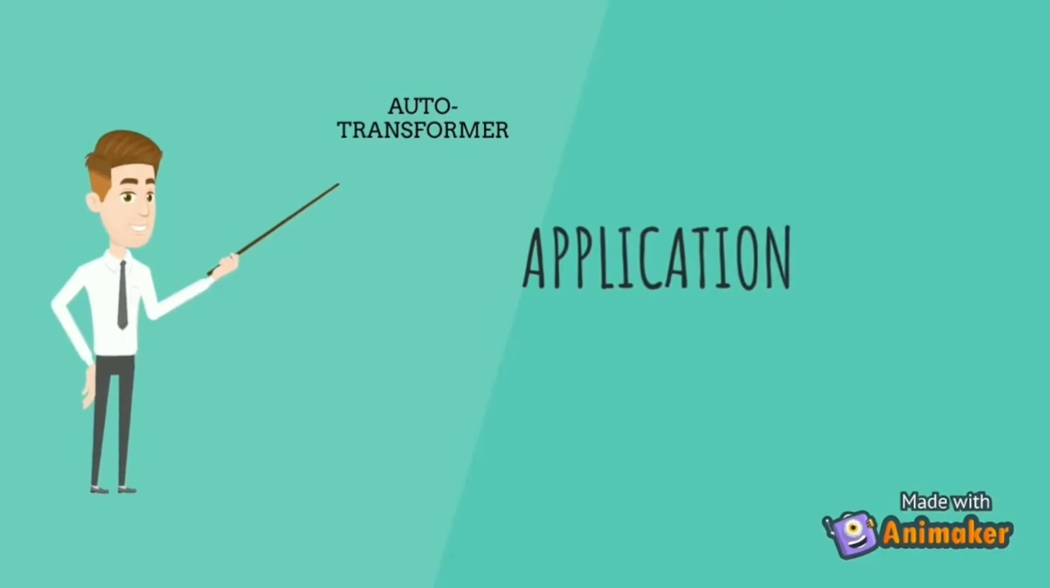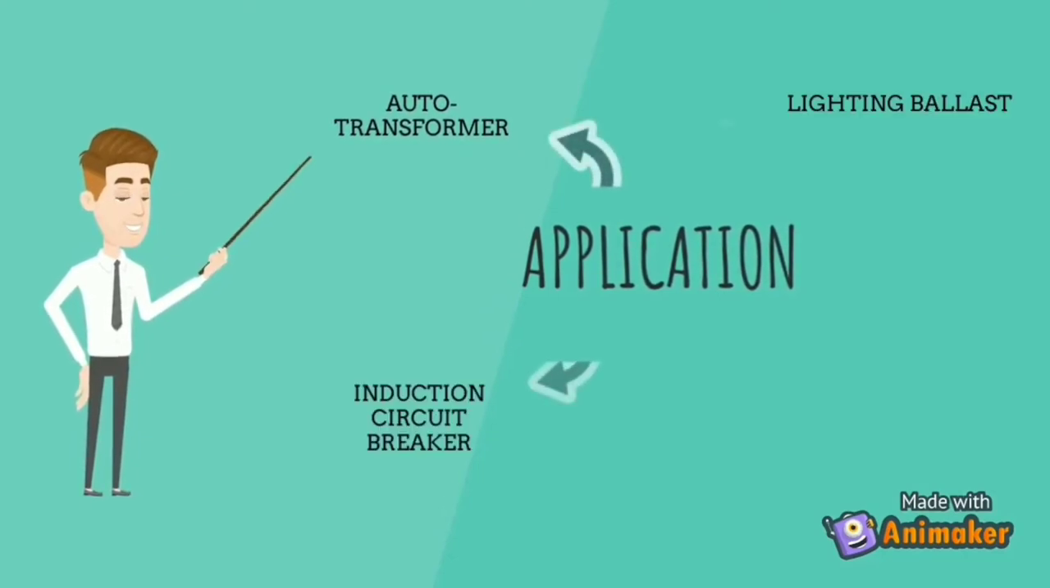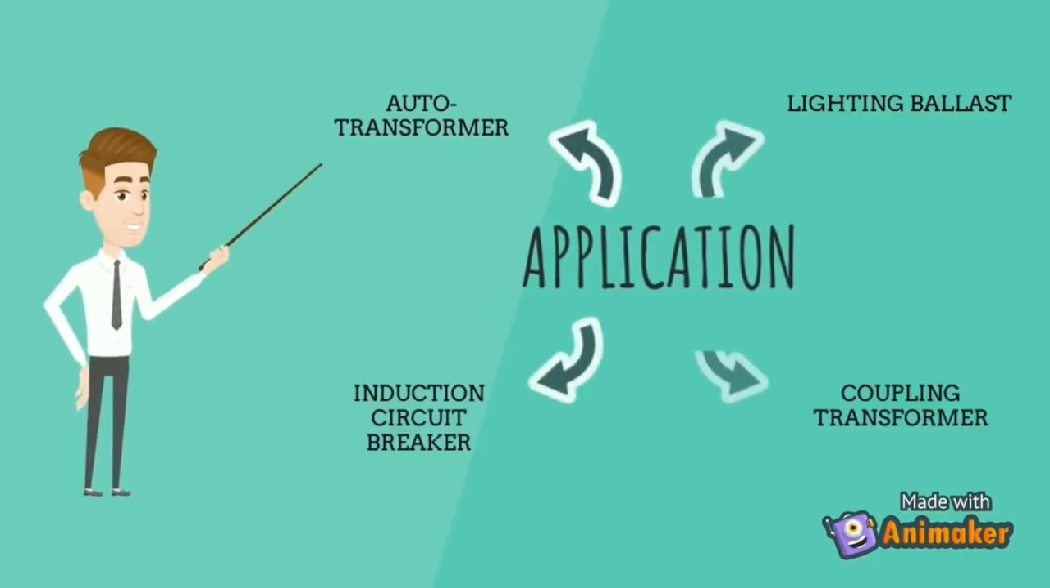Auto transformer is used in low voltage applications since it has only one winding. Induction circuit breaker is used to shut off the current in the circuit, preventing fires caused by a short in electrical devices. Lighting ballast is used to start the lamp by producing the necessary voltage and limits current through the lamp. Coupling transformer isolates each section of the amplifier so individual amplifier characteristics will not interfere with the others.